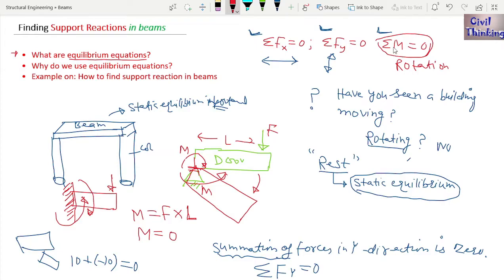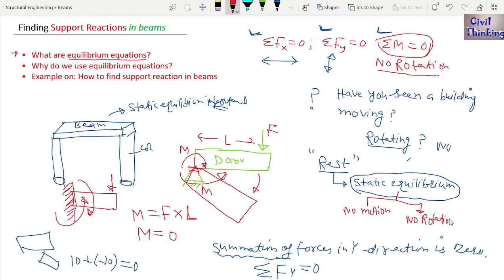It means when the summation of moment is 0, it means no rotation, okay? Now tell me, when I say the body, a building, is at rest, what do you say? It means it's not moving in the x direction, it's not moving in the y direction, and of course it is not also rotating, right? There is no rotation. Okay, that means when you talk about static equilibrium, two things are important: no translational motion and no rotational motion.